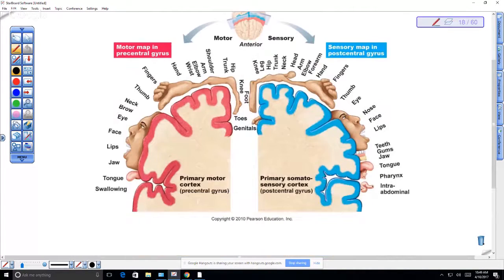So this person right here has huge hands, little tiny elbows, huge feet. What that tells us is that certain parts of the body are associated with larger regions of the cortex. So your hand, for example, is associated with a greater amount of that cortex than, say, your elbow.